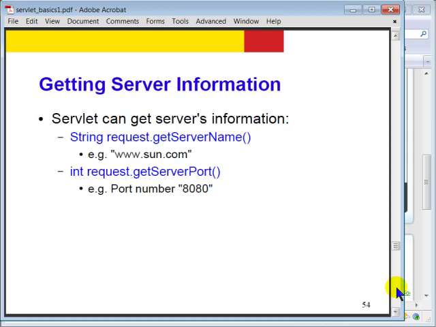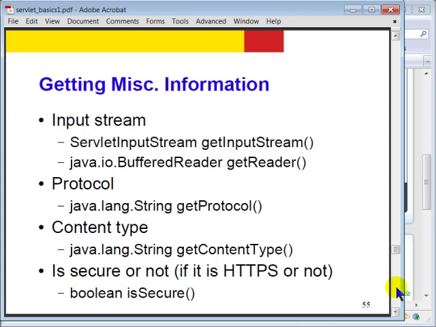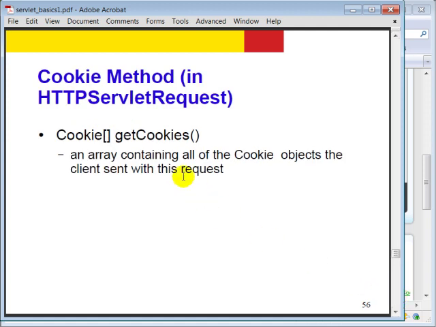And the server information, and you can get some miscellaneous information, for example protocol information, content type, and whether it is secure or not. You can call isSecure, meaning when it returns true, then it is running on top of HTTPS. You can get all the cookies by calling the getCookies method. So these are the methods of the HttpServletRequest object.